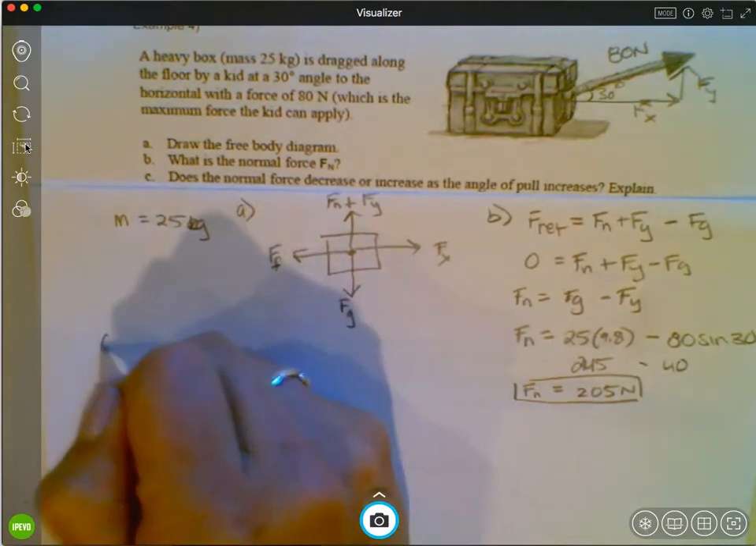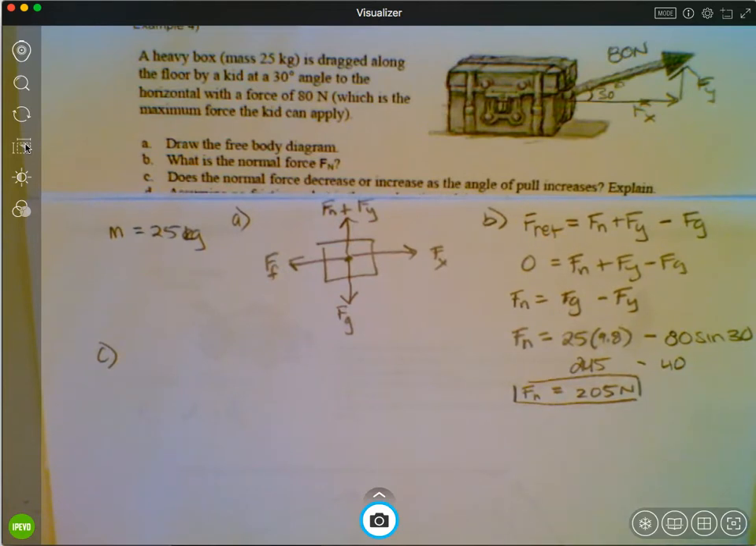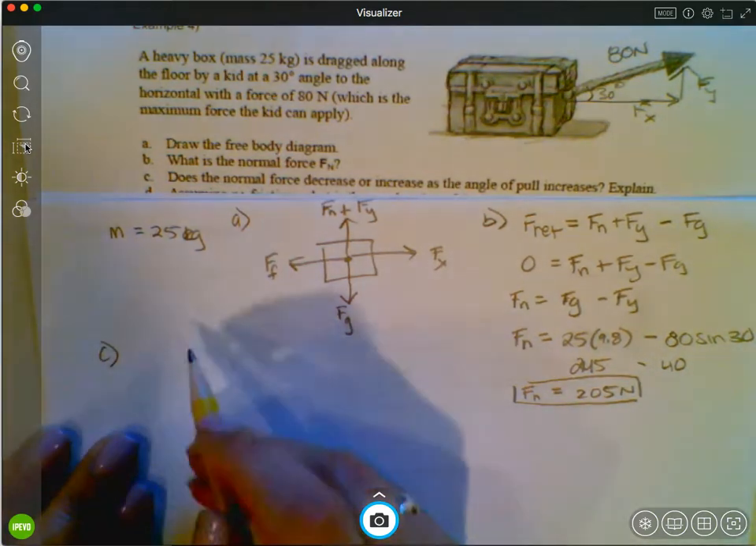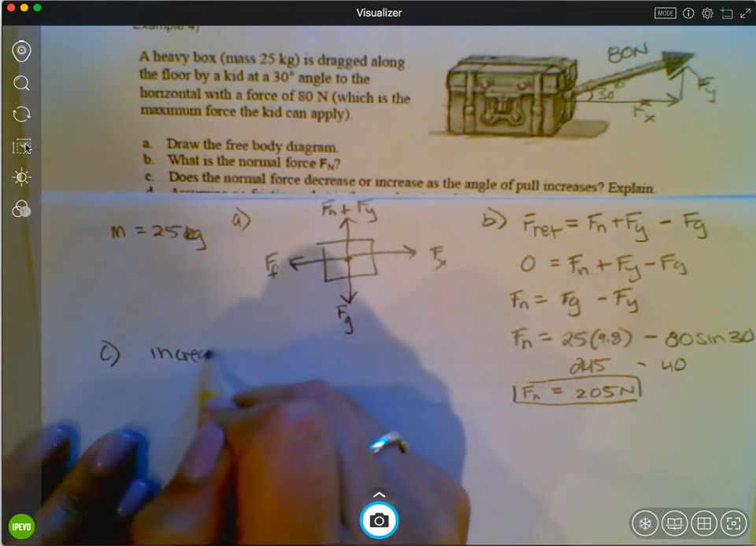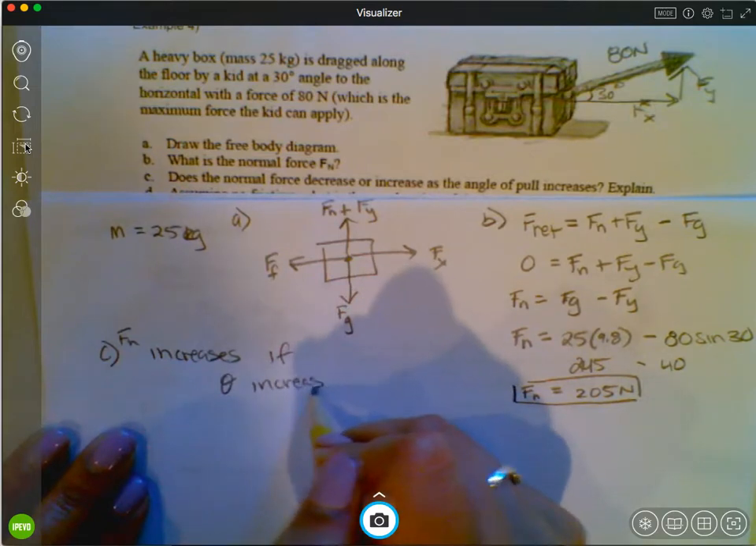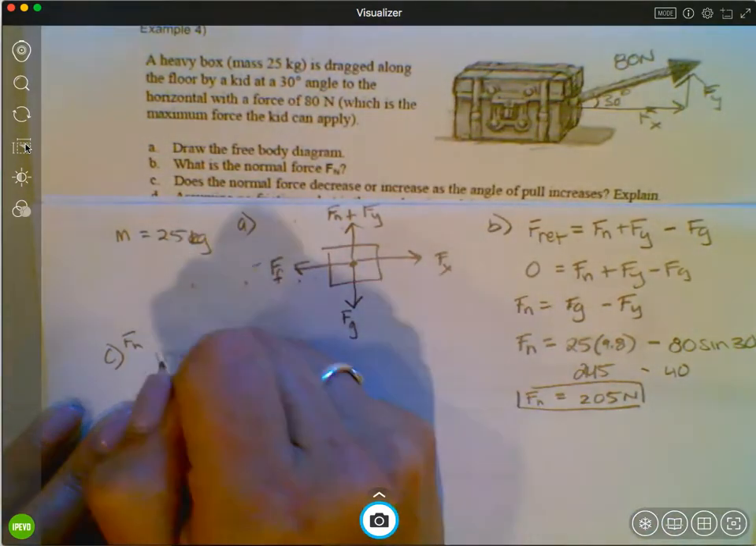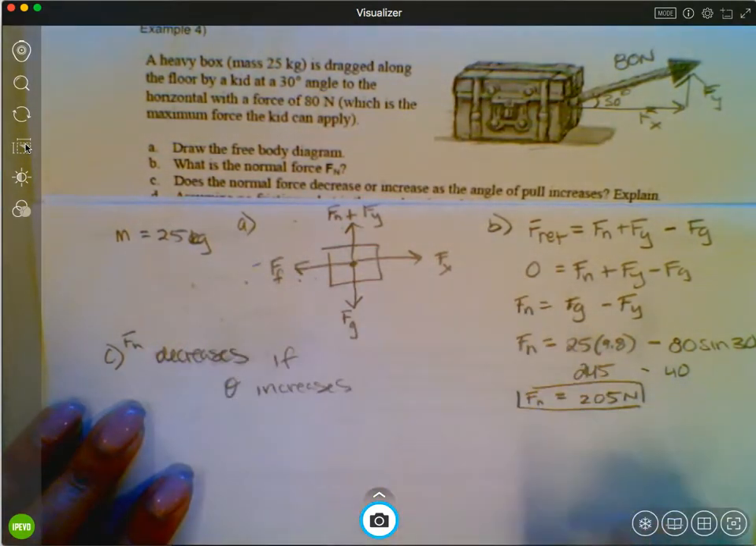All right. Part C. Does the normal force decrease or increase if the angle of pull increases? So if this angle increases, meaning that this arrow goes higher and higher, meaning Fy gets bigger and bigger, then the normal force should actually decrease, right? Because the more the Fy is helping, the less the normal force has to do. So normal force increases if theta increases. Oh, sorry, decreases. Just said that. Normal force decreases.